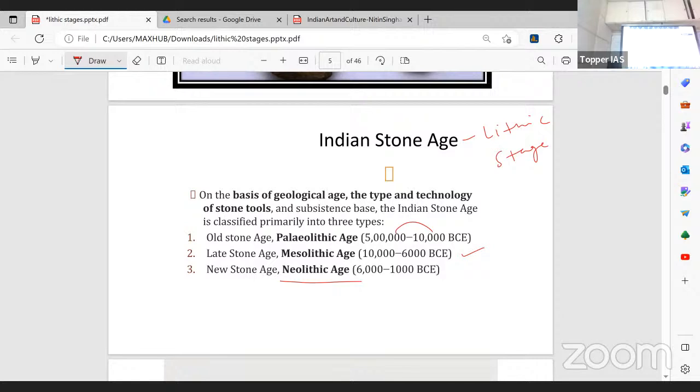So, the Indian Stone Age has only 3 different phases. The first phase we call the Paleolithic stage, 5 lakh to 10,000 BCE. The second phase is the Mesolithic phase, 10,000 to 6,000 BCE. And the last one is the Neolithic stage, which is 6,000 to 1,000 BCE. But this division is not perfect, it is a broad categorization.